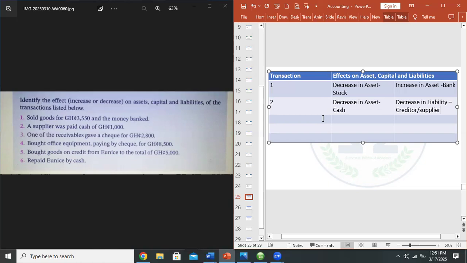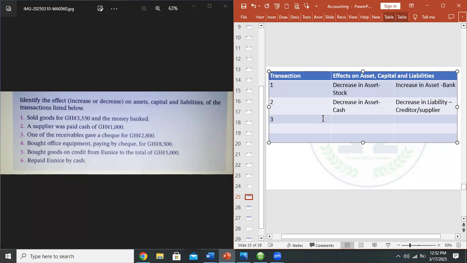The third transaction: one of the receivables gave a check for 2,800. I think I put under the question that note receivables refer to debtors. So note that receivables are also known as debtors, and creditors are also known as payables. Note those two words there.